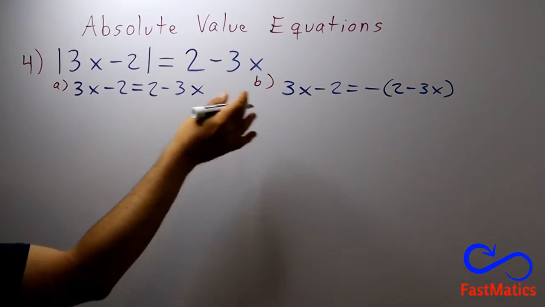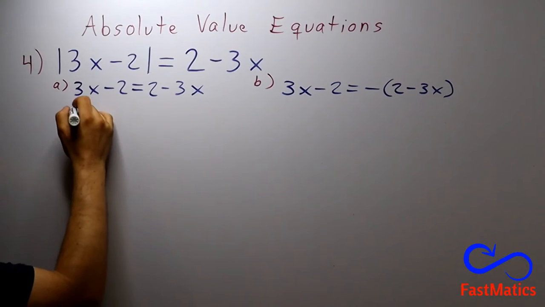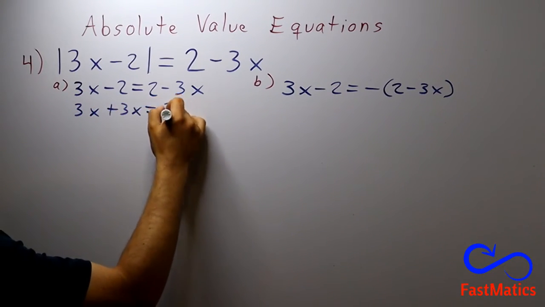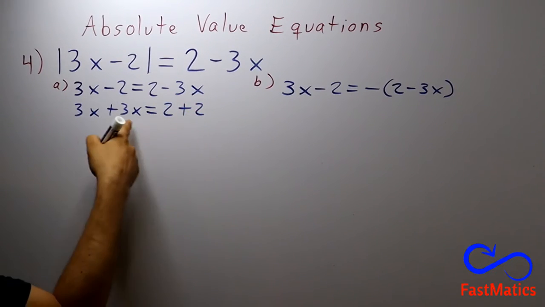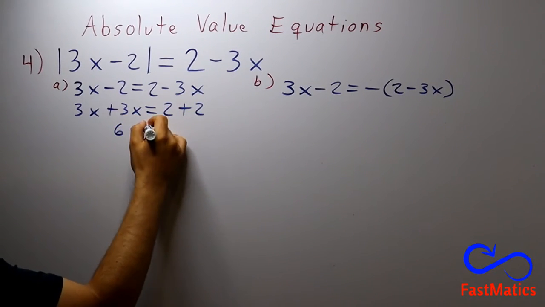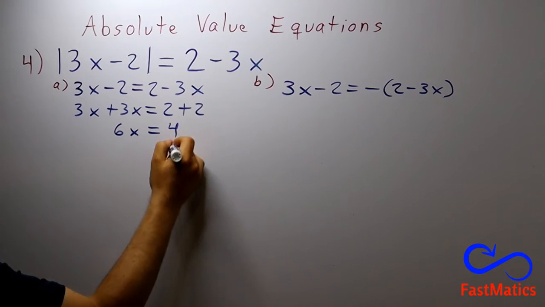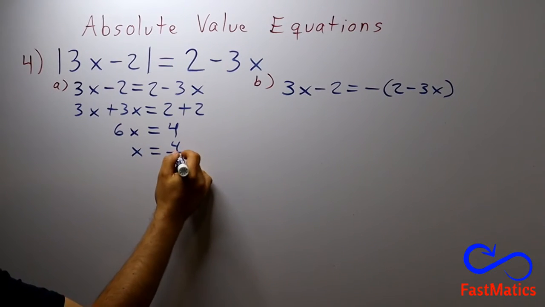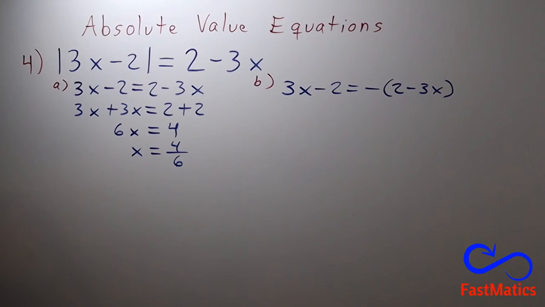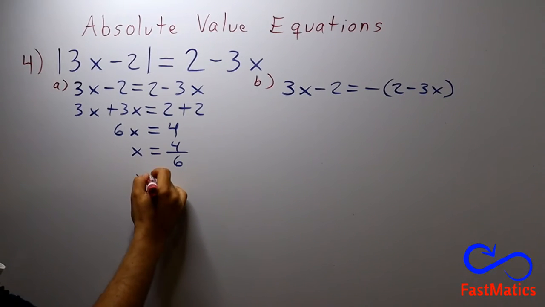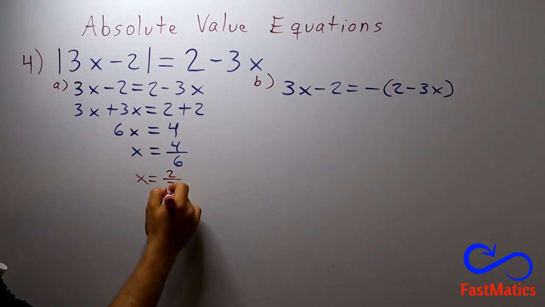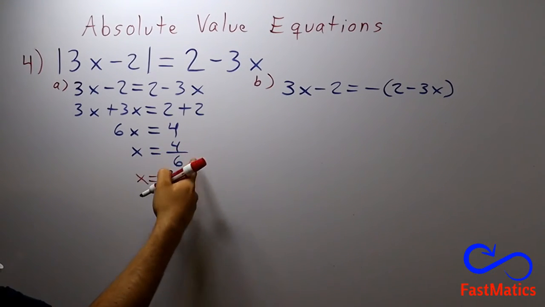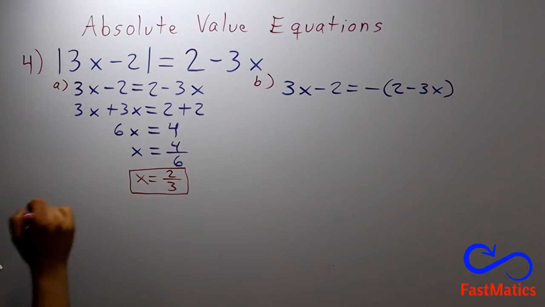We solve those simple linear equations, everything with x to the left side and everything without x to the right side. 3x plus 3x, 6x is equal to 2 plus 2, 4. And after that, x is equal to 4 over 6. And the final answer here will be x is equal to 2 over 3, because I simplified the fraction, dividing by 2 and dividing by 2.